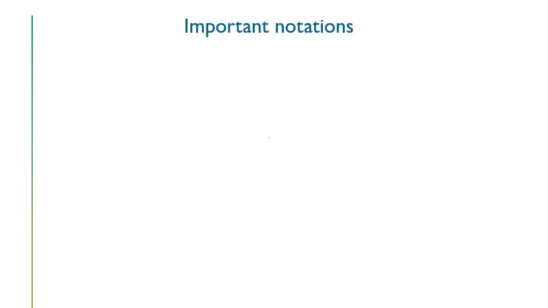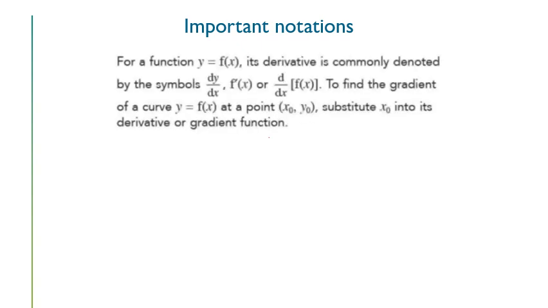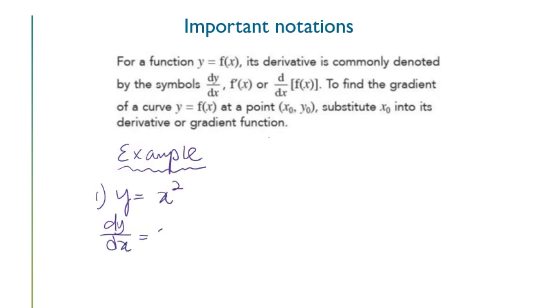Right, there's some important notations that we have to take note of, because the questions can be given in different formats. For example, if you're given a question such that y equals x squared, the derivative will be dy/dx. Your gradient function will be dy/dx. However, instead of giving you y equals x squared, I'm giving you a function f of x equals x squared. Then in this case, the derivative is called f prime of x.